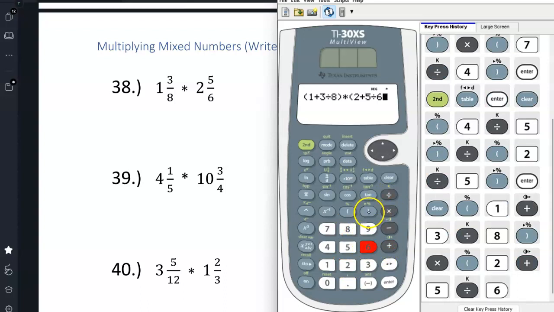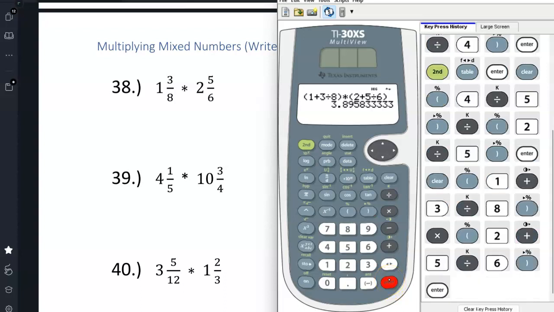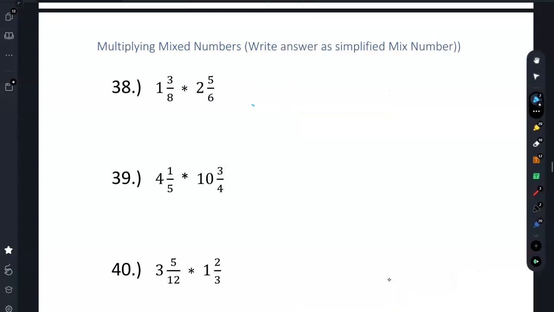So earlier I was saying that the parentheses are optional when we're dealing with fractions, and they are. But when we deal with mixed numbers and we're multiplying or adding mixed numbers, you have to have those parentheses around the whole mixed number. So 1 plus 3 divided by 8 is the same thing as 1 and 3/8. 2 plus 5 divided by 6 is the same thing as 2 and 5/6. So I'm going to press enter. And once again, I get 3.89583. So my whole number is 3.